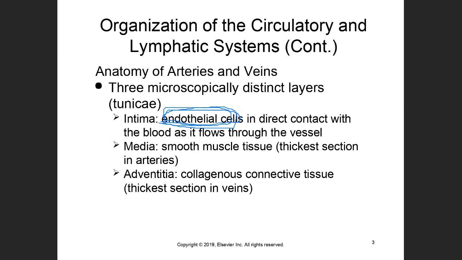Okay, let's keep going. Also, we have the media. Most of the time, the media is muscle, and that muscle is smooth muscle. And the adventitia is the outside layer, and it is composed of connective tissue. Okay.